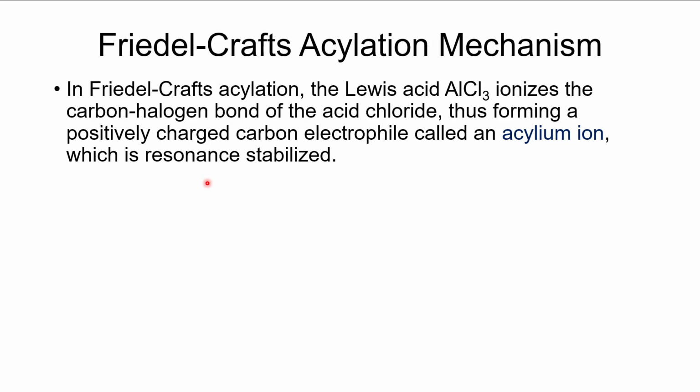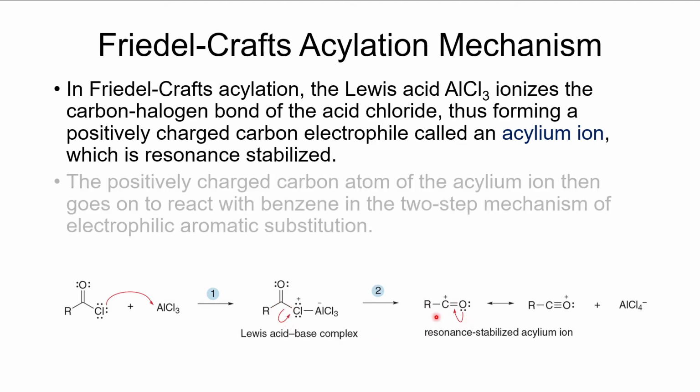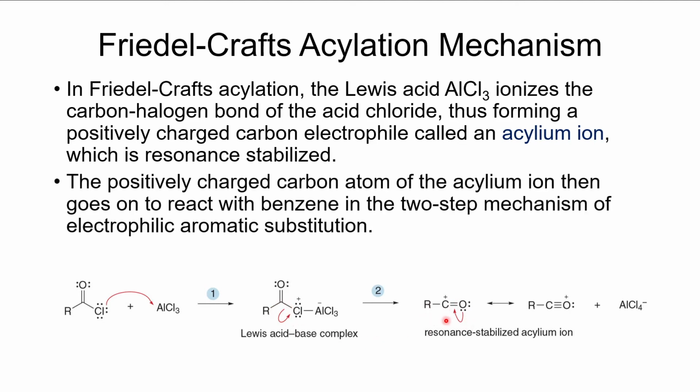All right, so now let's look at the acylation mechanism. When we're doing the Friedel-Crafts acylation mechanism, the first step is essentially the same. We're going to form a Lewis acid-base complex. The Lewis acid aluminum chloride will react with this chlorine atom to form this complex. That complex is unstable, so we'll get heterolytic cleavage of this carbon-chlorine bond. When we get that heterolytic cleavage, we'll form this resonance-stabilized acylium ion.